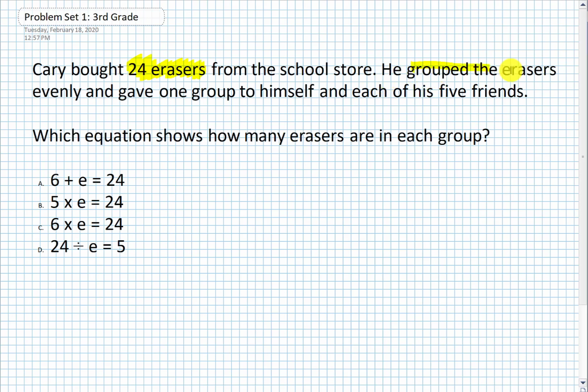The fact that he grouped the erasers evenly is important, because I know that whenever I'm talking about even groups of something, most likely the problem is going to involve either multiplication or division, depending on the context. In addition, Carrie gave one group of erasers to himself, but he also gave groups of erasers to each of his 5 friends. One group here and the 5 groups here let me know that Carrie has a total of 6 groups. So now I have all of the information that I need to begin to solve the problem.